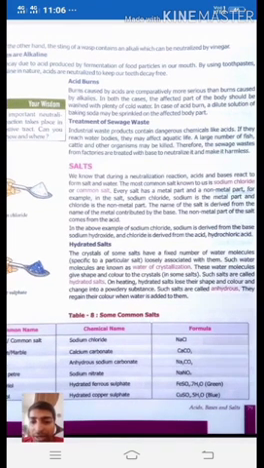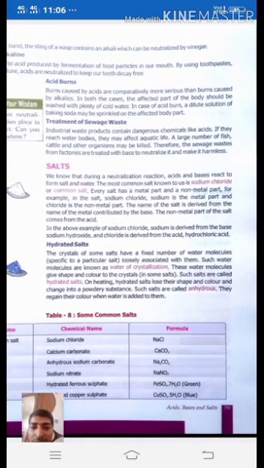Hydrated salt. The crystals of some salts have a fixed number of water molecules loosely associated with them. Such water molecules are known as the water of crystallization. These water molecules give shape and color to the crystals, right? Such salts are called hydrated salts.